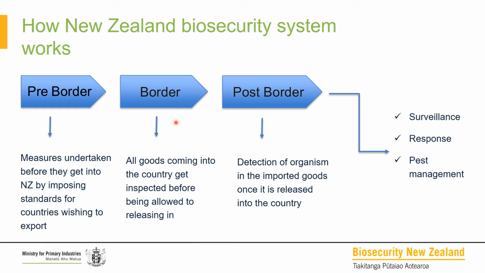Different types of treatment methods are used, for example cold treatment and chemicals which are safe for human consumption. This border activity will be explained in the next slide. Next is post border. This is for finding any unwanted organism that may have passed the border and been released into the country. That is through public help and surveillance activities. And response is the activity initiated if there is a find that can harm people or the environment, and it is the action of responding to the unwanted entry.